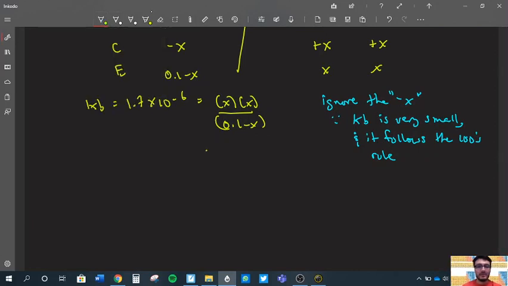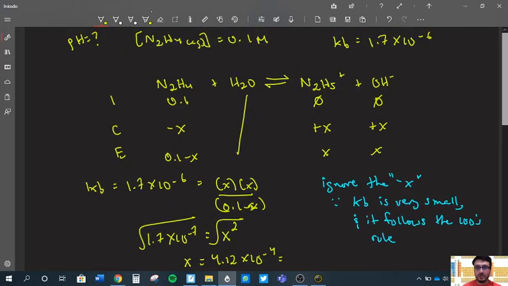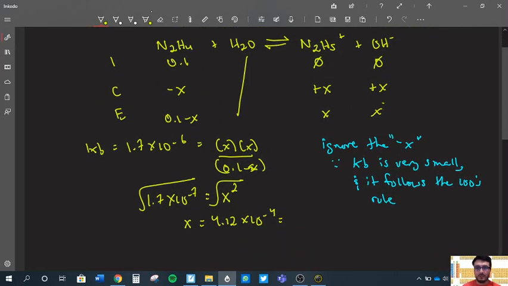Okay, that allows us to do something that looks like we're cheating, but we're not. 0.1 times 1.7 times 10 to the negative 6, we've gotten rid of that negative x. What we get is x squared at the top, and we get 1.7 times 10 to the negative 7. Solving for x, we root both sides. I like to read x's left to right, so I'm going to write this. X is equal to 4.12 times 10 to the negative 4, which we know is going to be our hydroxide concentration at equilibrium, right here.